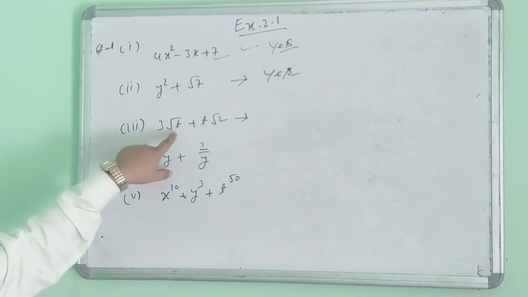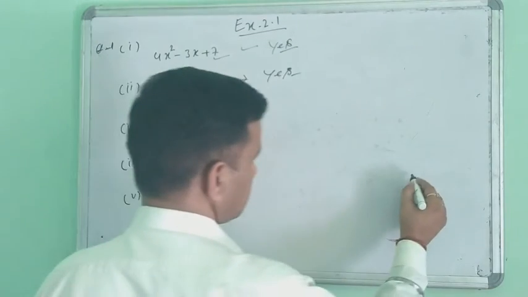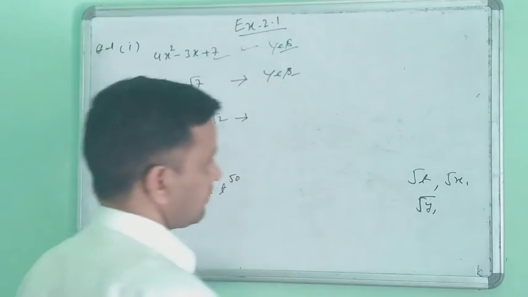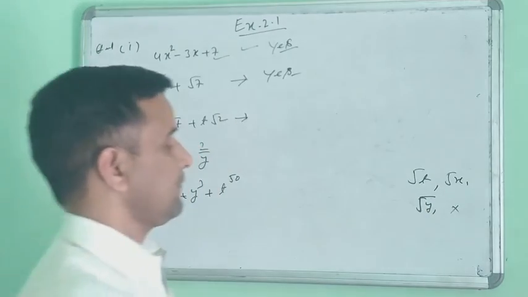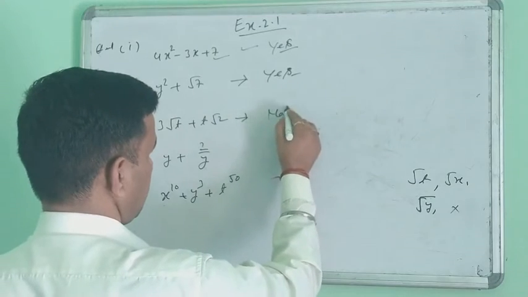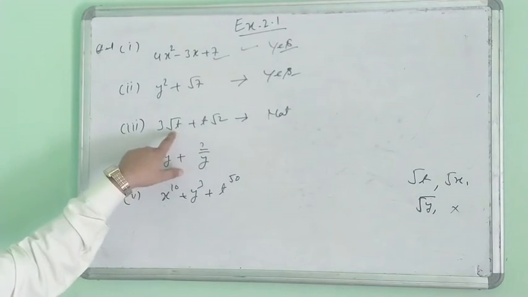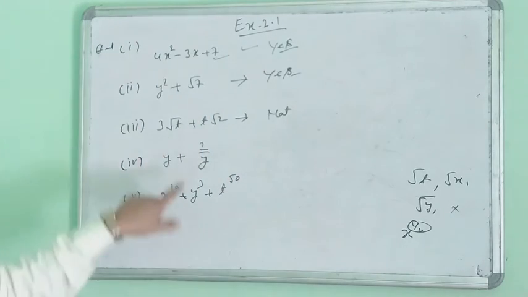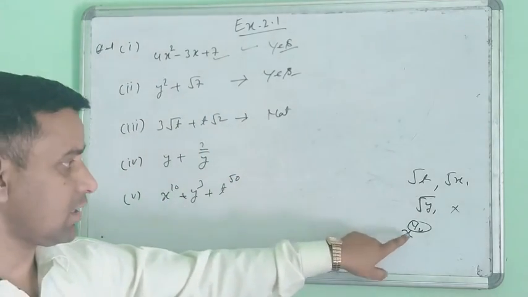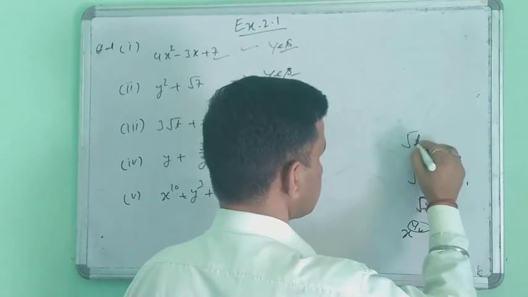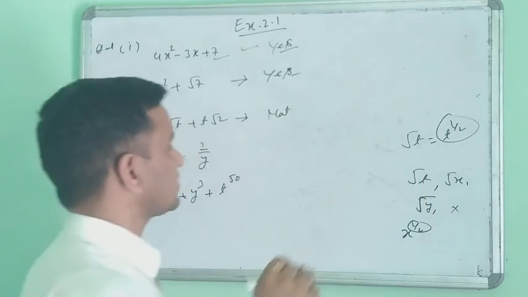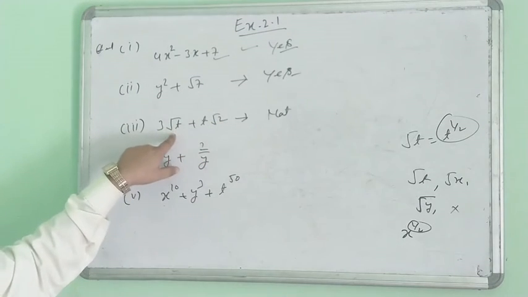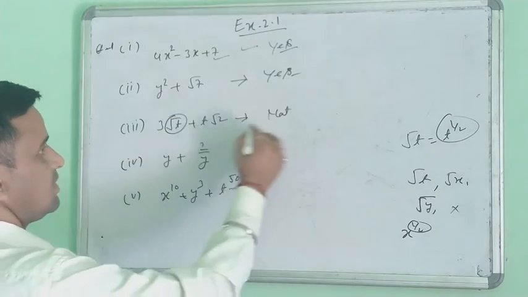Next, root 3 t, here is the variable. But suppose you write root t, root x, or root y, any variable under the root, then this will not be a polynomial. Why is it not a polynomial? Because the variable has a fractional power, the root power. Root t means t has the 1/2 exponent, a fraction exponent. Root 2 does not matter because it is a constant, but root t matters. So this is not a polynomial.